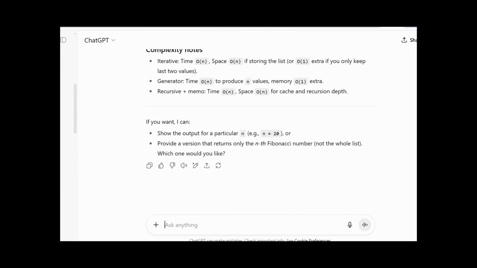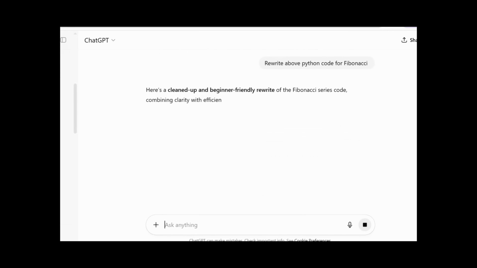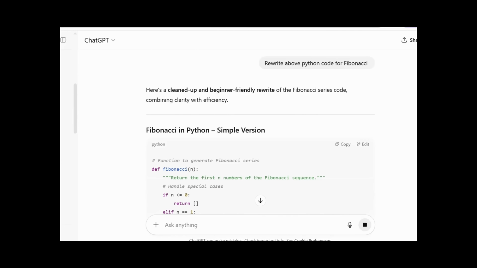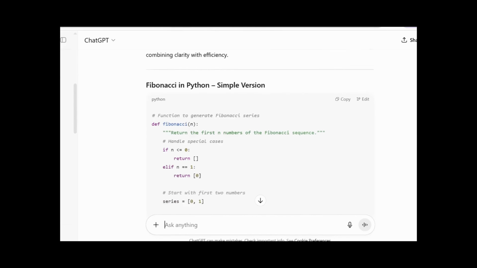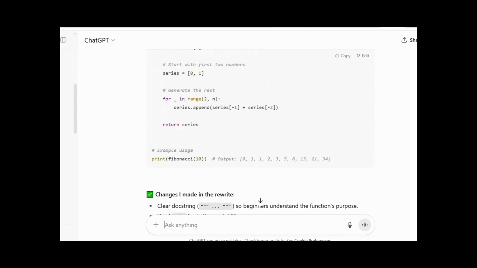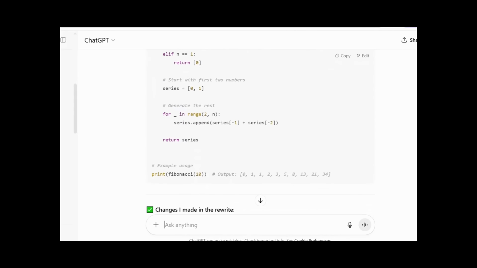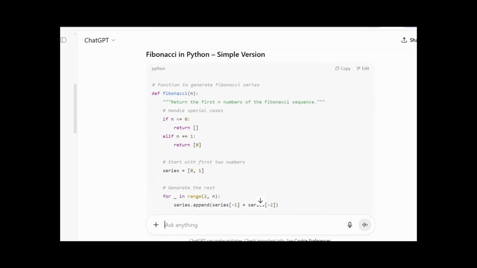You can ask it to rewrite the above logic for the Fibonacci series in Python code. So it is very good at writing code also. Here we have given it a prompt like, rewrite the above Python code for the Fibonacci series, and it has written the same Fibonacci series in Python. So it depends on your prompt, what kind of prompt you are giving. If your prompt is good, it will generate a good result for you.